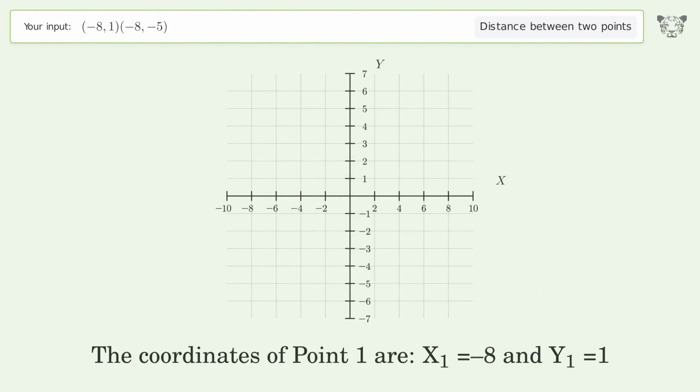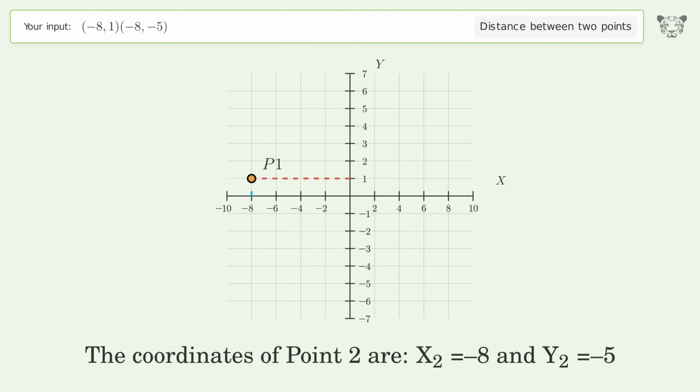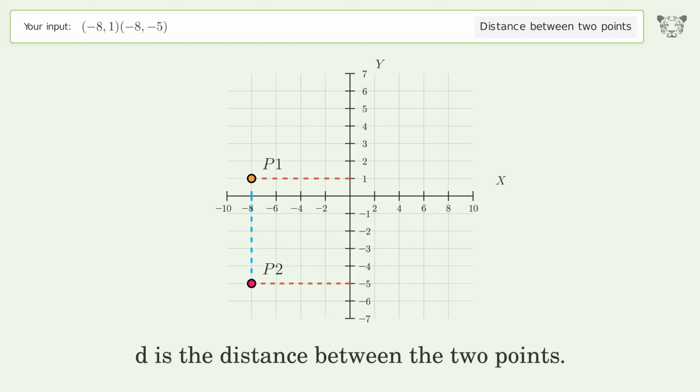The coordinates of point 1 are x1 equals -8 and y1 equals 1. The coordinates of point 2 are x2 equals -8 and y2 equals -5. D is the distance between the 2 points.